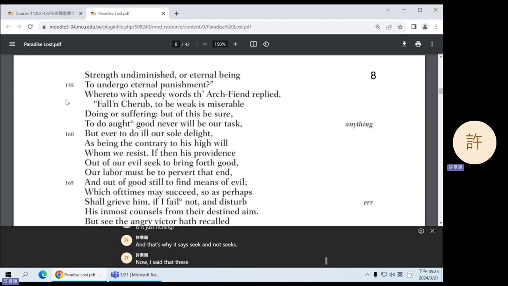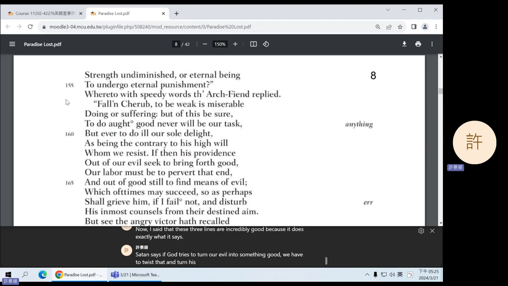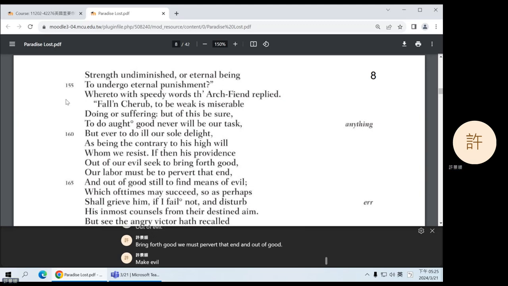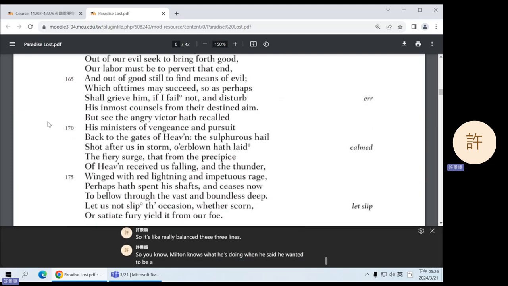Now, I said that these three lines are incredibly good because it does exactly what it says. Satan says, if God tries to turn our evil into something good, we have to twist that and turn his good into something evil. And look at what these lines do. Out of evil bring forth good. We must pervert that end, and out of good make evil. Right? It turns one into the other. Evil into good, and then good into evil. And then you have a parallelism, end and means. 一个结果，一个手段. So it's really balanced, these three lines. So, you know, Milton knows what he's doing. When he said he wanted to be a great English poet, he was not kidding.